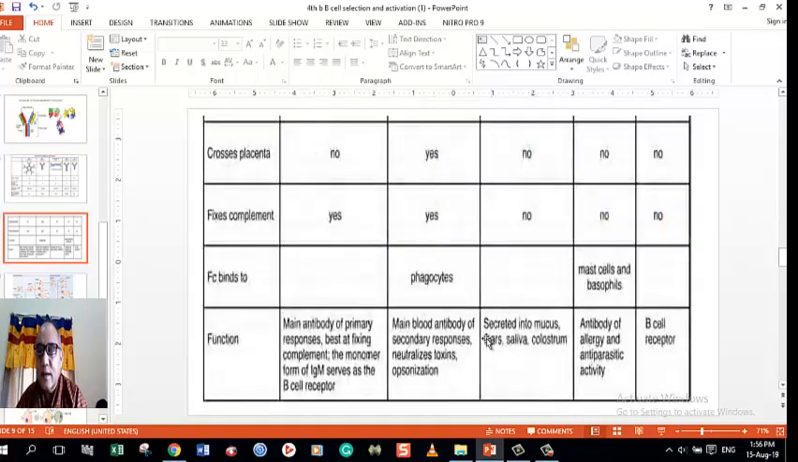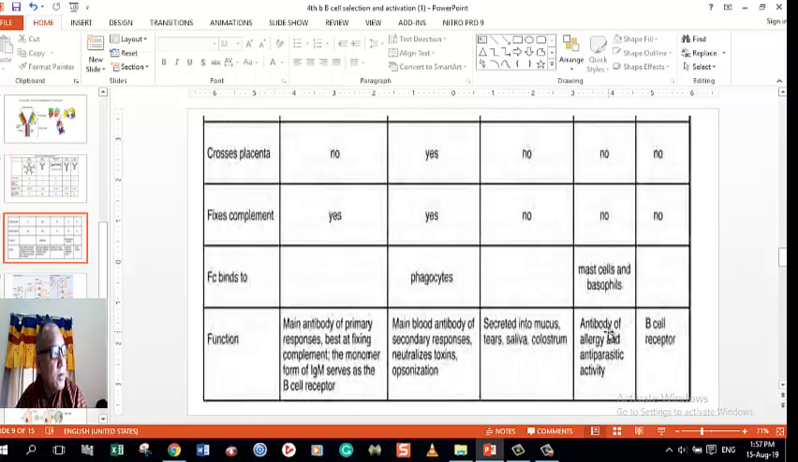Now secretory IgA is secreted in the mucus, tears and colostrum. So this is normally in the mother's milk, as well as in our tears and our saliva. This antibody A is produced, and therefore it brings a lot of defense in our body. So even our tears contain a lot of antibody A. The antibody for allergic and parasitic activities is IgE.